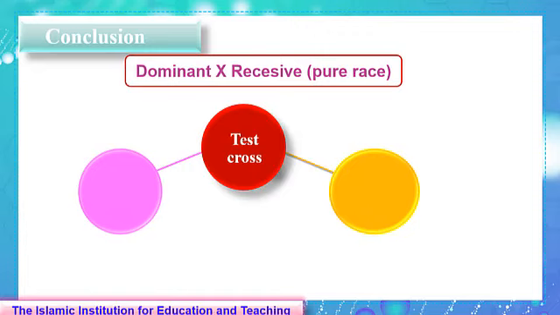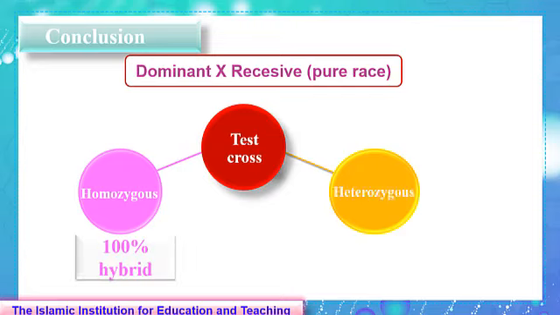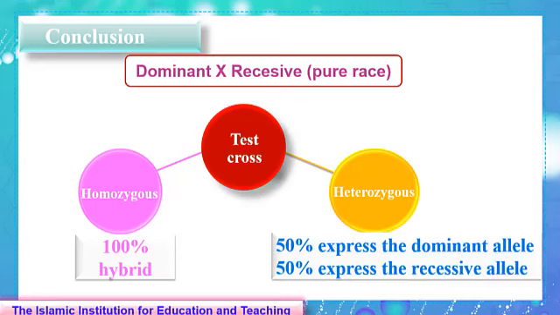To conclude, test cross is done between two parents, one expressing the dominant allele and the other one expressing the recessive allele. If the individual expressing the dominant allele is homozygous, the descendants will be 100% hybrids. If he is heterozygous, the descendants will be 50% of them expressing the dominant allele and 50% will express the recessive allele. Let's solve application number 1.